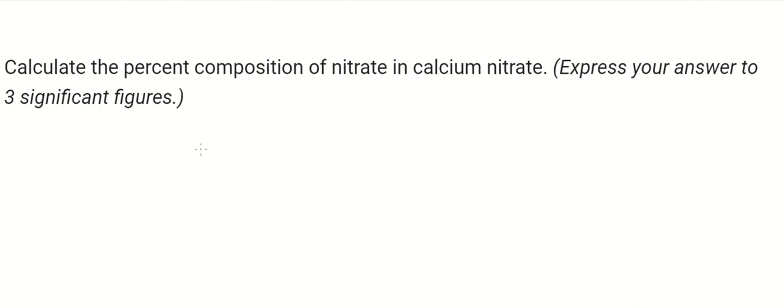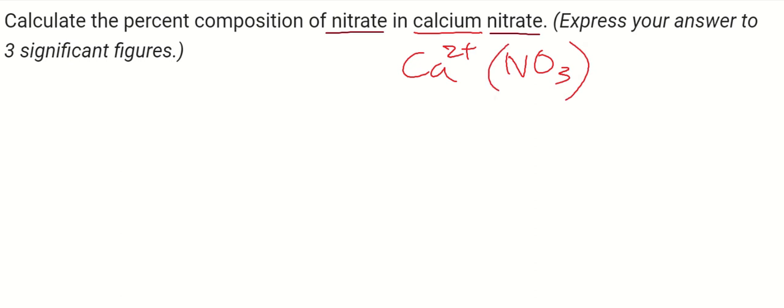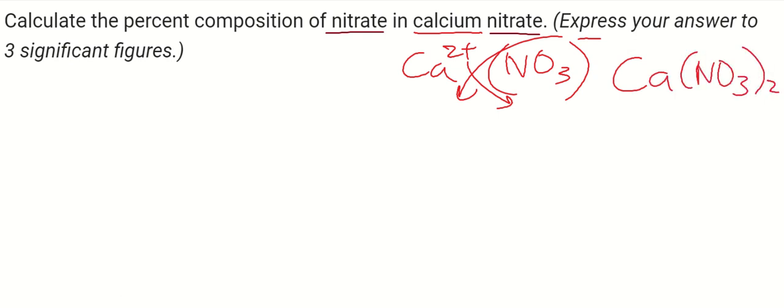All right, percent composition. Percent composition of nitrate out of the whole compound, which is calcium nitrate. So calcium is Ca, has a 2 positive charge. Nitrate, that's on your reference sheet, that's NO3, and that has a 1 negative charge. All right, we're going to crisscross these numbers to get the ratio, and the formula for calcium nitrate is going to be Ca(NO3)2. There's 2 NO3s.